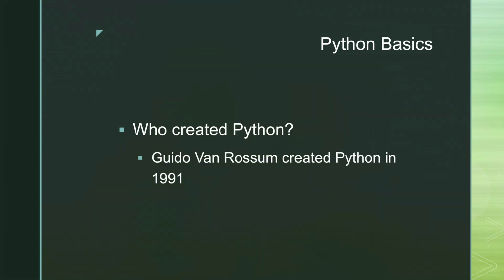Okay, so who created Python? I'm sorry if I don't pronounce the name correctly. I think it's Guido van Rossum. He created Python in February 1991.